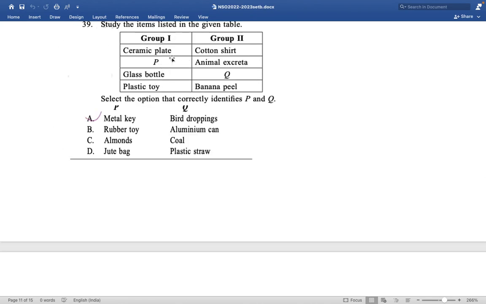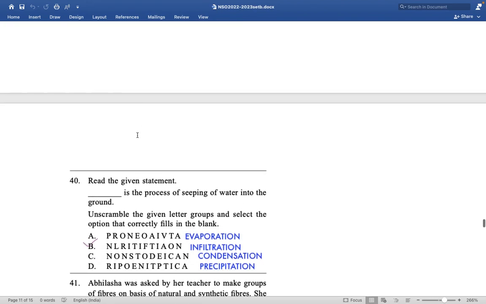In group 1, this group has listed materials that are non-biodegradable. This group has listed materials that are biodegradable. So metal key is non-biodegradable while bird droppings are biodegradable. So this is the correct answer.